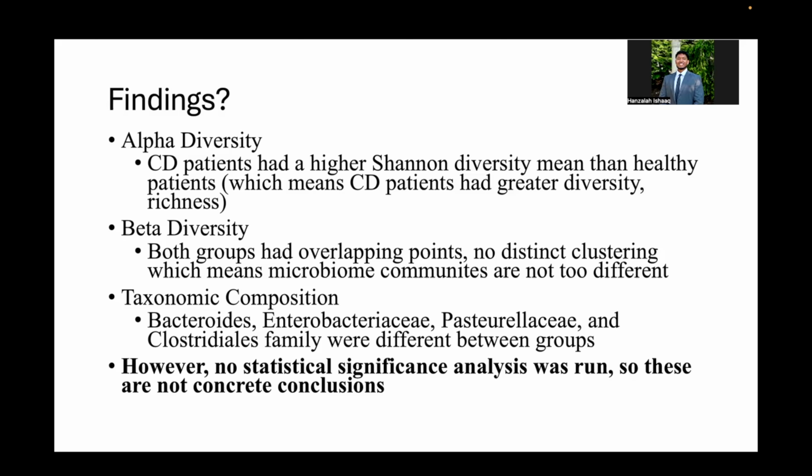So we found that CD patients, meaning Crohn's disease patients, have a higher Shannon diversity mean than healthy patients, which means that they have a greater microbiome diversity and richness. We found that both groups had overlapping points in the PCoA plot, and there was no distinct clustering, which means that the microbiome communities of both groups are pretty similar.